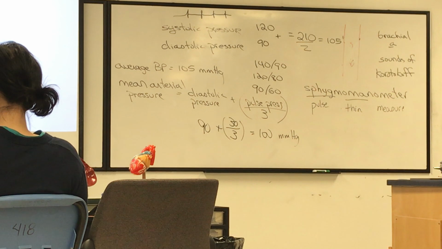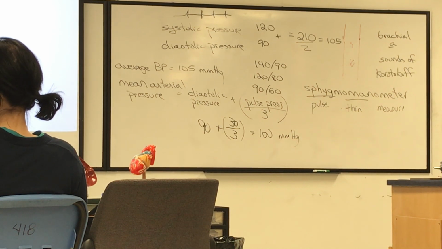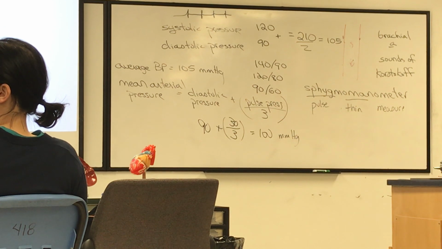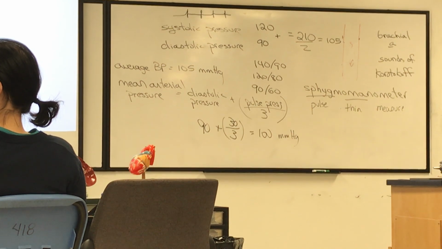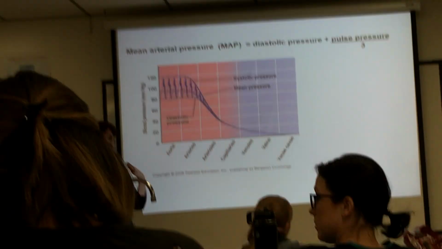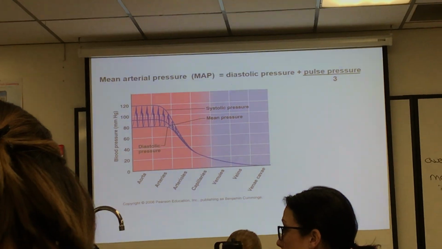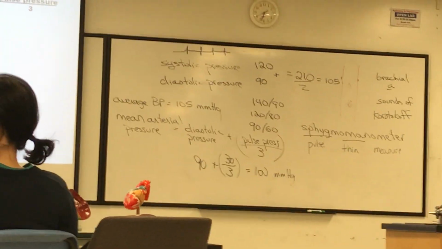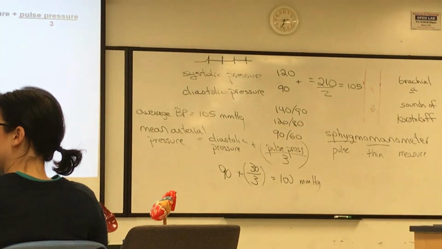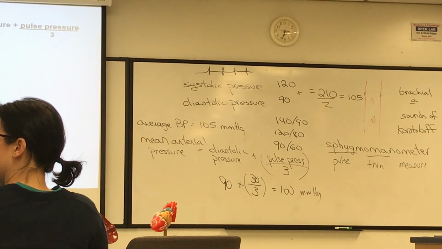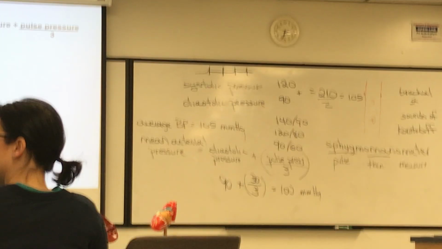Pardon? Is pulse pressure equal to average pressure? It will depend on what the numbers are. It's going to be relatively close, but depending on the difference between systolic and diastolic, it can vary on how close it is. But the mean will never be equal to or more than the average, unless the two numbers are the same, and that's not going to happen.